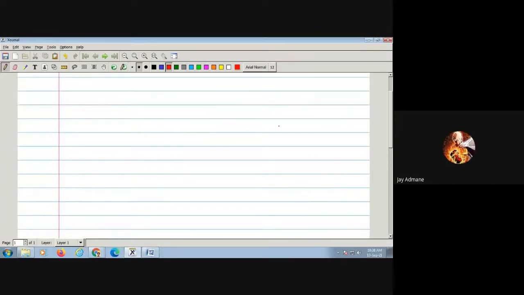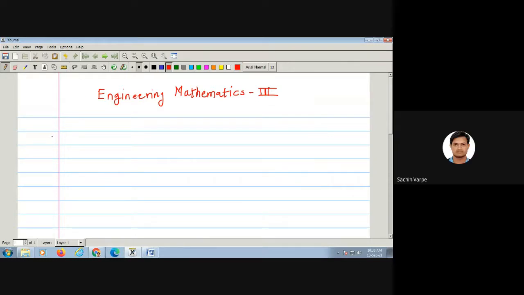Yes, sir. So we are discussing the methods to find the particular integral. The first method was the general method. Now we are discussing the shortcut methods to find the particular integral.